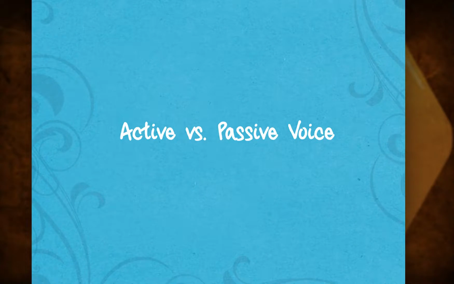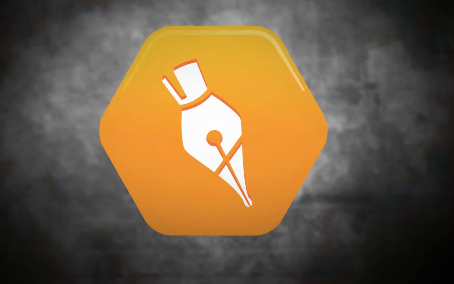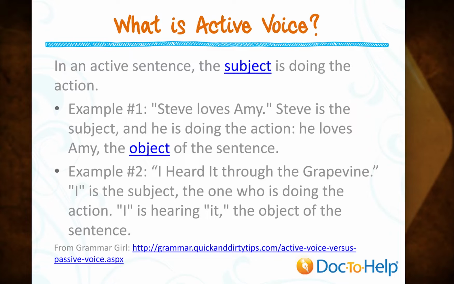Let's discuss. I'll start with active voice because it's simpler. In an active sentence, the subject is doing the action. For example, Steve loves Amy. Steve is the subject doing the action. He loves Amy, the object of the sentence.